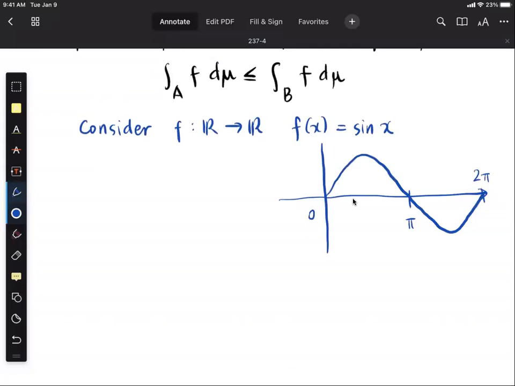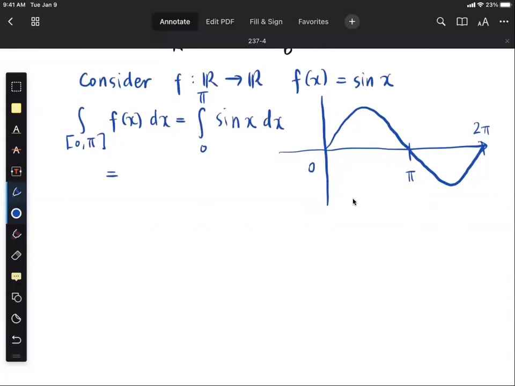Okay, so take note that we have negative values located on this interval. Now, if you integrate from 0 to pi, you could show that, so this is the integral of sine. Here we are utilizing the Riemann integral. By the way, the Riemann integral and the Lebesgue integral coincide because this function is continuous.